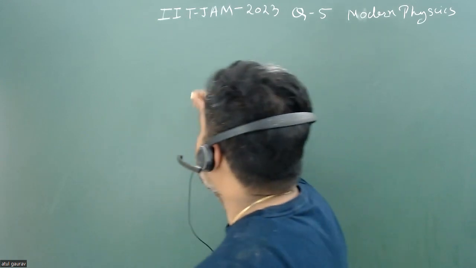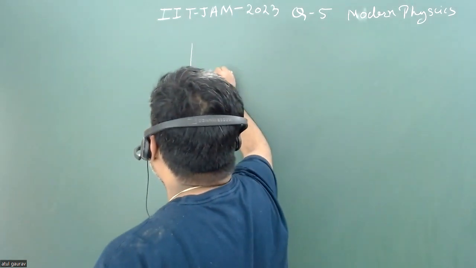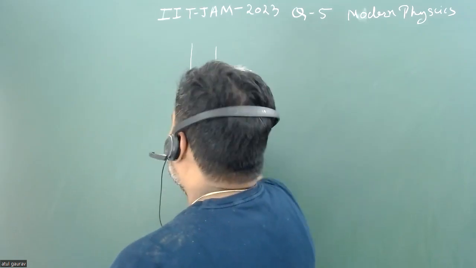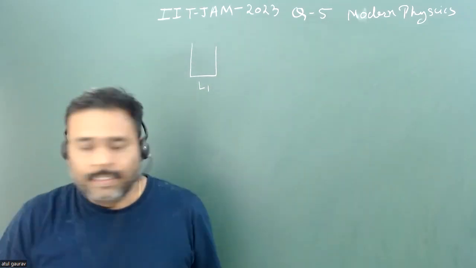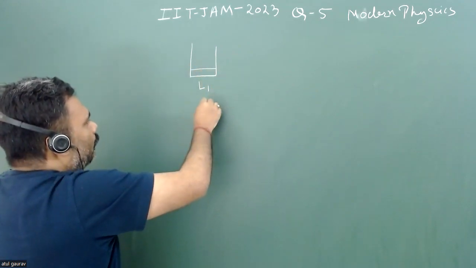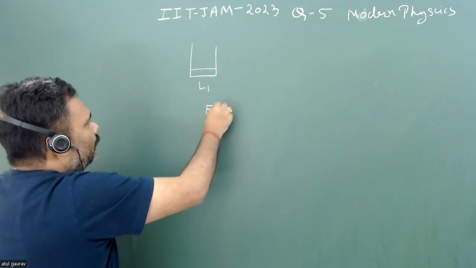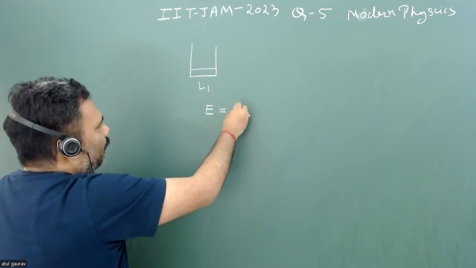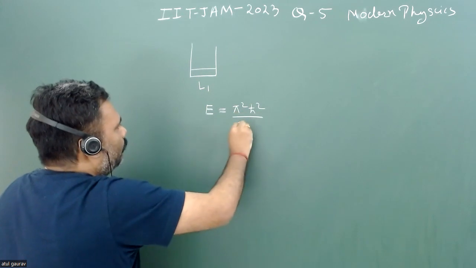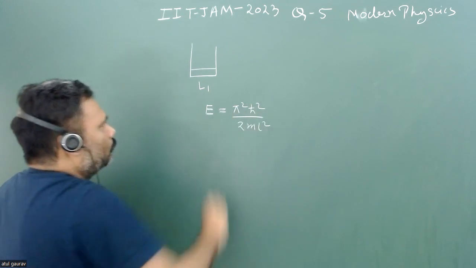So there is a particle which is in a one-dimensional box of width L1, and the mass of the particle you can take m, and the particle is in the ground state. So the energy of the ground state E is given as pi square h cut square upon 2 m L1 square.